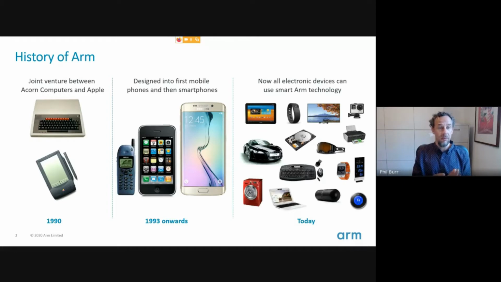That got licensed for use in the Apple Newton, and then we went on to develop CPU technology for mobile phones. It was designed into the first mobile phones and the first smartphones, but today it's actually used across many, many different sectors, from automotive through to smart TVs, wearables, a huge amount in IoT, in infrastructure and so on. So an incredible market.